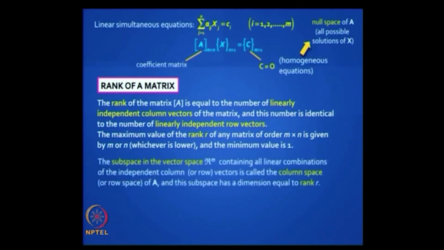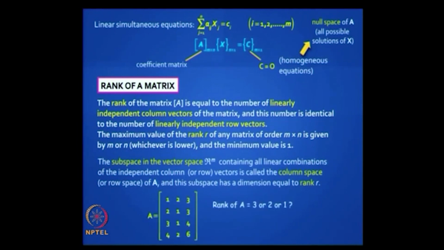Okay, let us look more closely at this. The subspace in the vector space Rm containing all linear combinations of the independent column or row vectors is called the column space or row space of A, and this subspace has a dimension equal to the rank R. So you have to finally get to the number of linearly independent vectors.